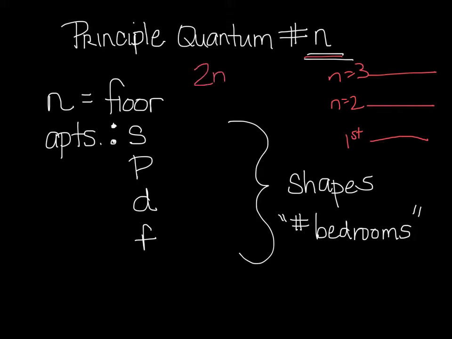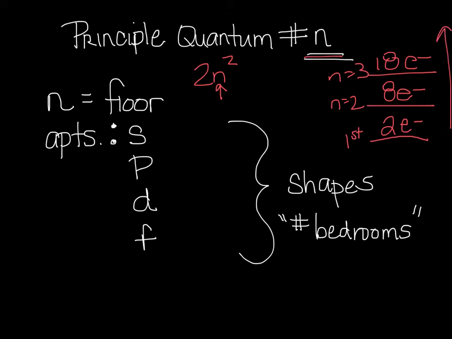The formula to calculate this is 2n squared. In other words, on the first floor, 1 squared is 1 times 2 is 2. So exactly 2 electrons can live on the first floor. On the second floor, 2 squared is 4 times 2 is 8. 8 electrons can live on the second floor. Third floor, 3 times 3 is 9 times 2 is 18. So 18 electrons can live on the third floor.